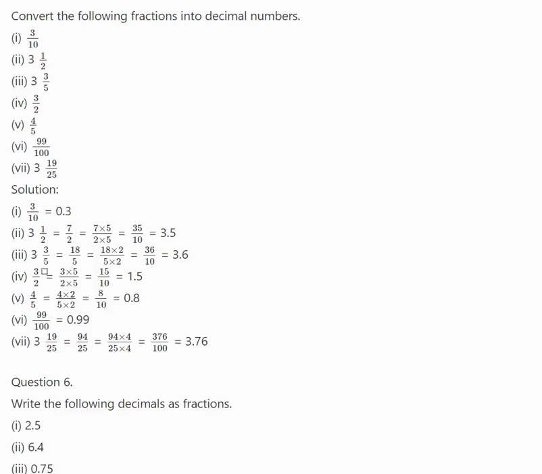Yes. Next sum, 3 3 by 5. So 5 3s are 15. 15 plus 3, 18. 18 by 5. So here also both numerator and denominator multiplied by 2. 18 into 2 by 5 into 2. 18 2s are 36 divided by 10. 3.6. Next we have 3 by 2. Both numerator and denominator we have to multiply with 5. So 3 5s are 15. 2 5s are 10. 15 by 10 we can write it as 1.5.